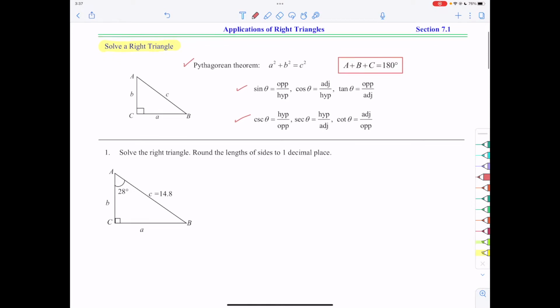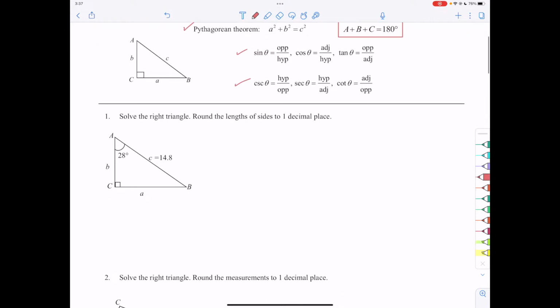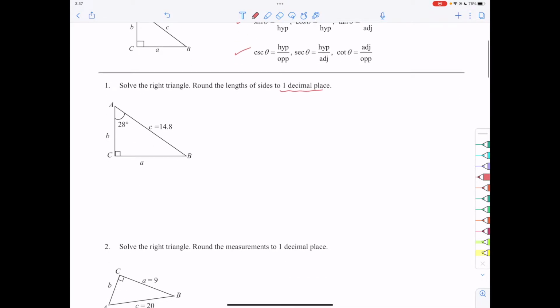So let's go ahead and look at number 1, and we can see that they've asked us to solve the right triangle. We will round the lengths of sides to 1 decimal place. So we will be looking for A and B. Now the first thing we'll do is state that B has to equal 180 degrees minus 90 degrees minus 28 degrees. So we're looking for this angle here, and that comes out to 62 degrees.